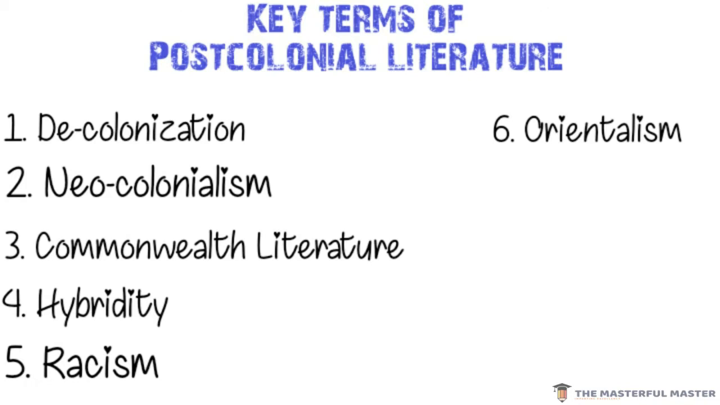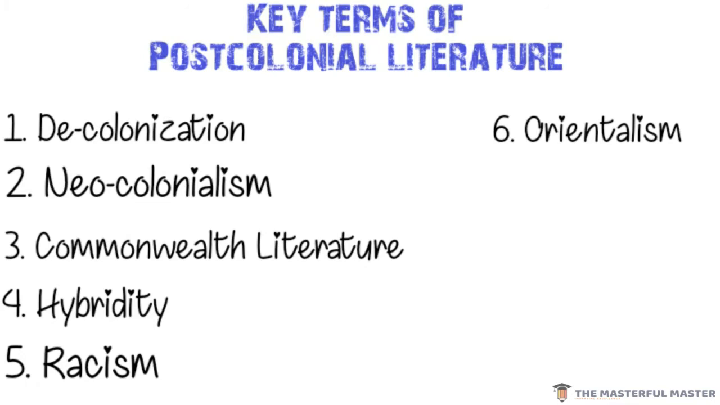Now let's understand these key terms of post-colonial literature. We'll start with decolonization. Decolonization is when a nation seeks to become free of an oppressor or oppressive regime. It is the removal of domination of non-indigenous forces. Neocolonialism is the control of less developed countries by developed countries through indirect means.